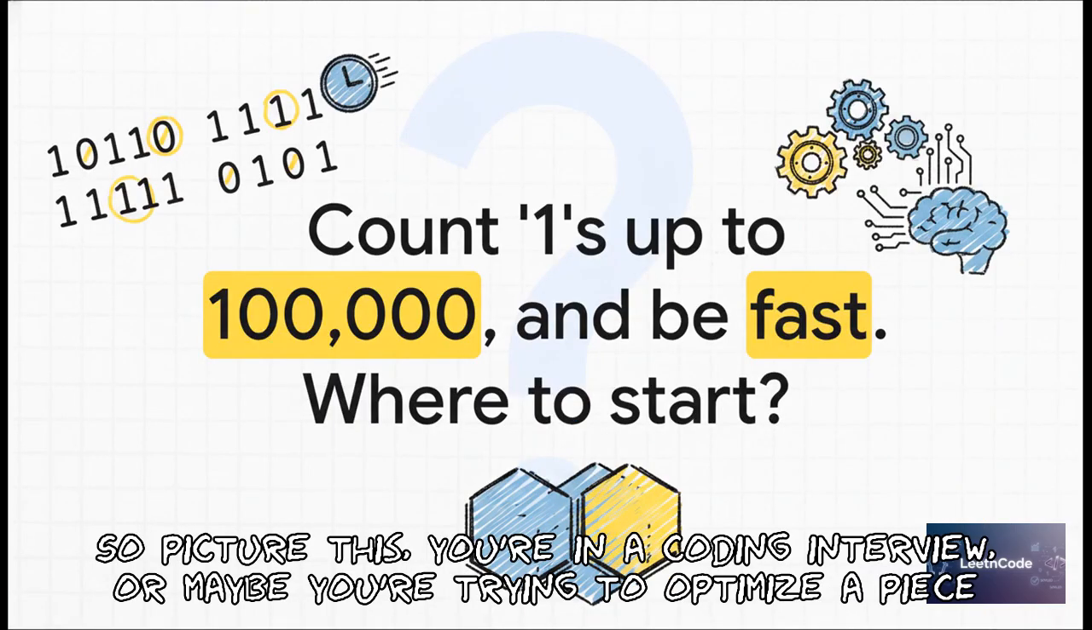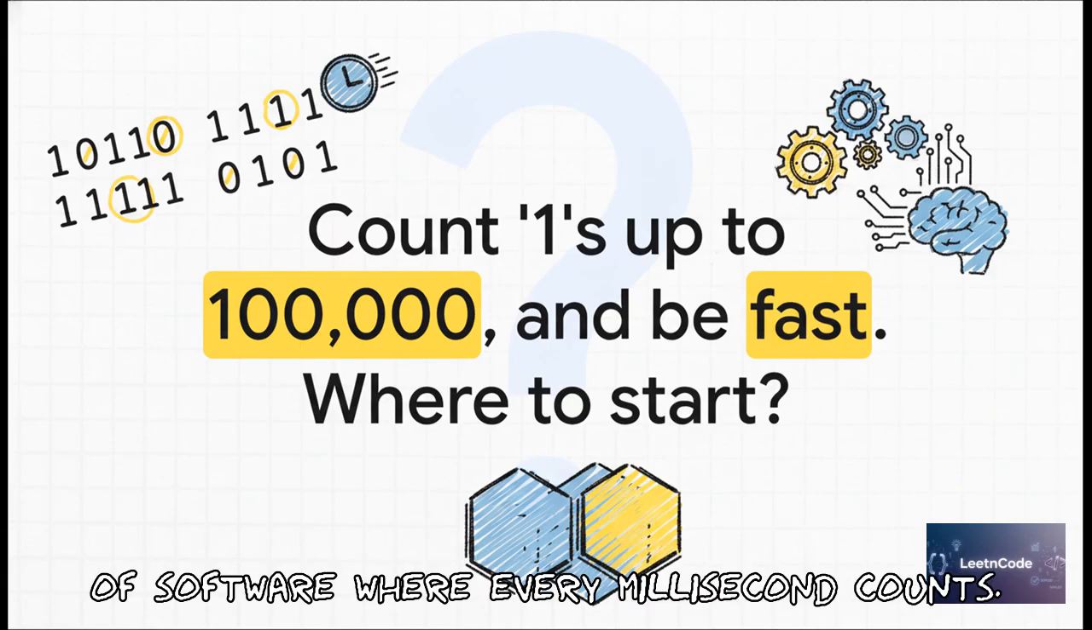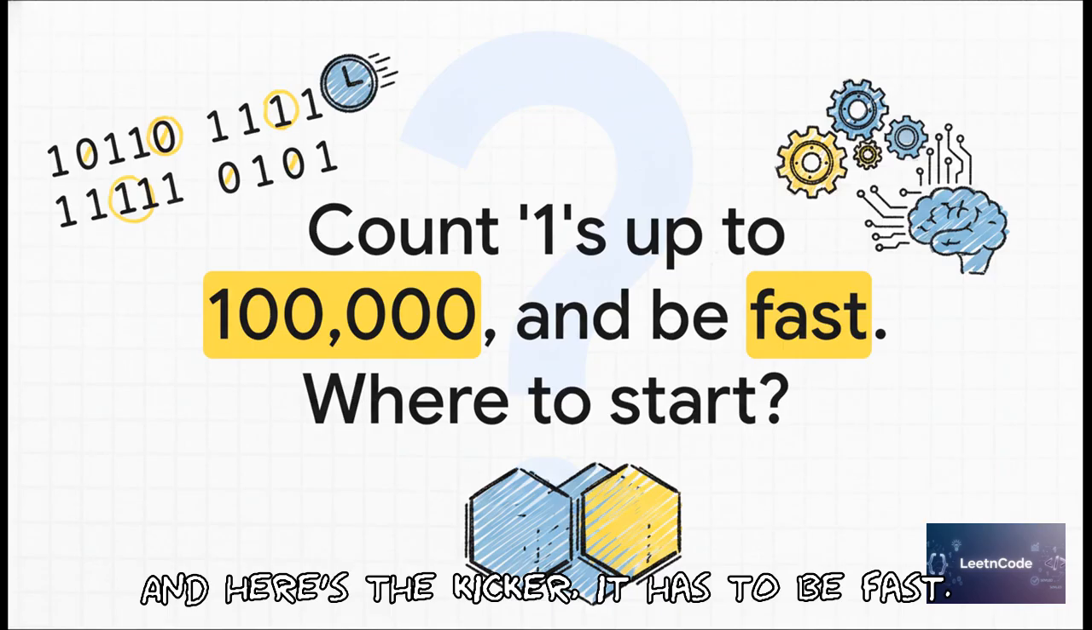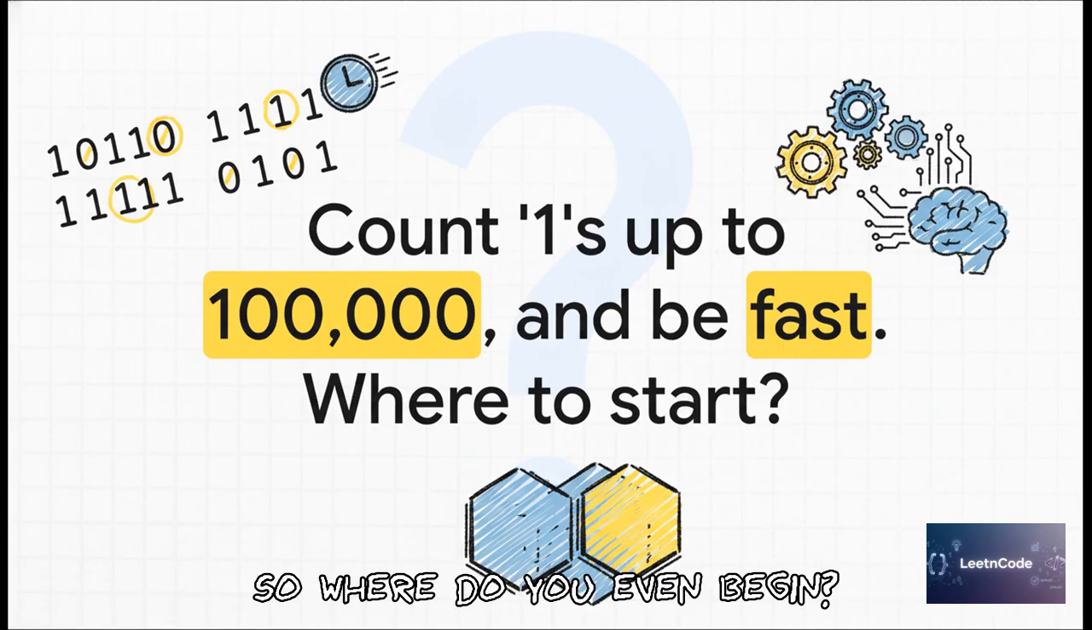So picture this, you're in a coding interview, or maybe you're trying to optimize a piece of software where every millisecond counts. Your task? Count the number of ones in the binary version of every single number all the way up to 100,000. And here's the kicker, it has to be fast. So where do you even begin?